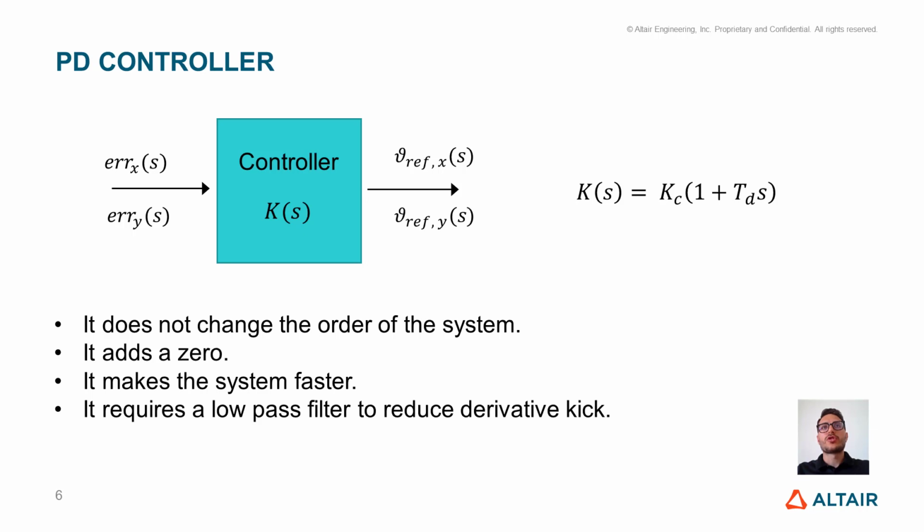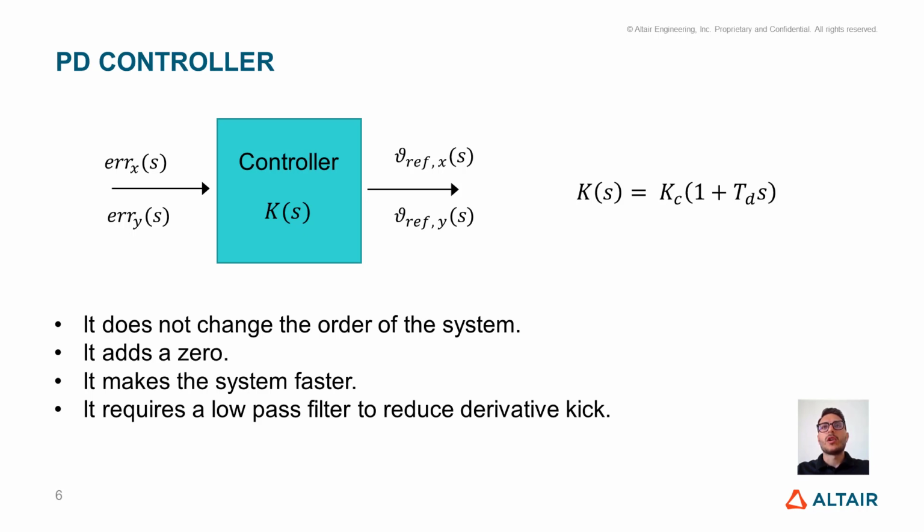With respect to the proportional controller, we are adding the derivative action, which means that we are adding a zero to the system, though we are not changing the order of the system. Typically, this controller makes the system faster, but it also introduces an undesired effect called derivative kick. And for this reason, it's almost compulsory to add a low-pass filter.